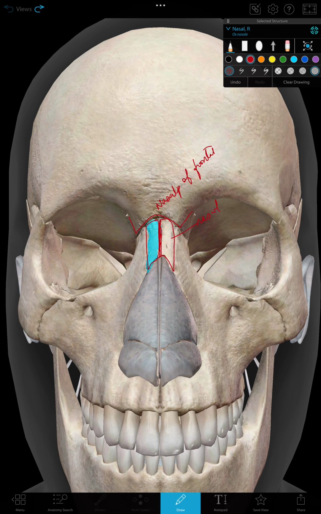The nasal bones are joined in the center. They are fused in the center. They lie underneath the nasal process of the frontal bone, and they are held in the center by the frontal process of maxilla. This bone is the maxilla. They are held in the center by the frontal process of maxilla. So these are the 3 bones.